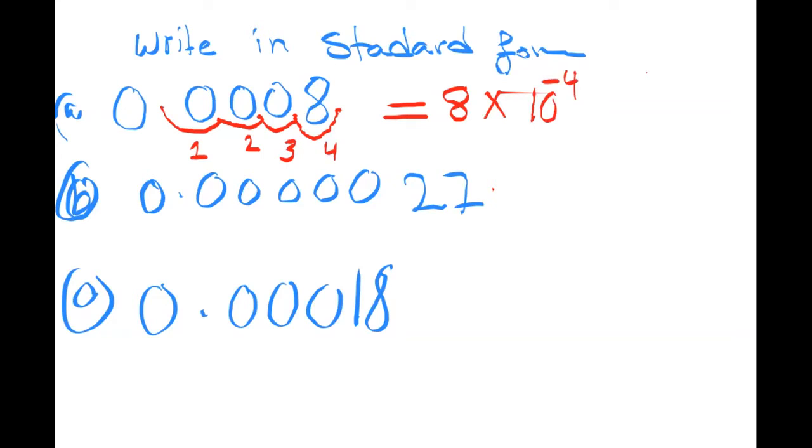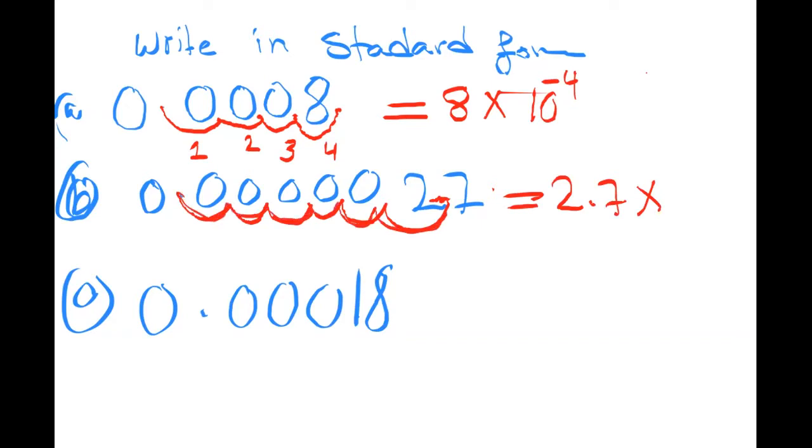Let's do this one. I have this number and I want to make it bigger than 1 and smaller than 10. So if I move it here, it's still smaller. Here it's less than 1. Here it's less than 1. And here it becomes greater than 1. It's 2.7. Okay, then I will look how many digits I repeated. 1, 2, 3, 4, 5, 6. So it's 10 power negative 6. Okay, so always the negative power, this means divide.